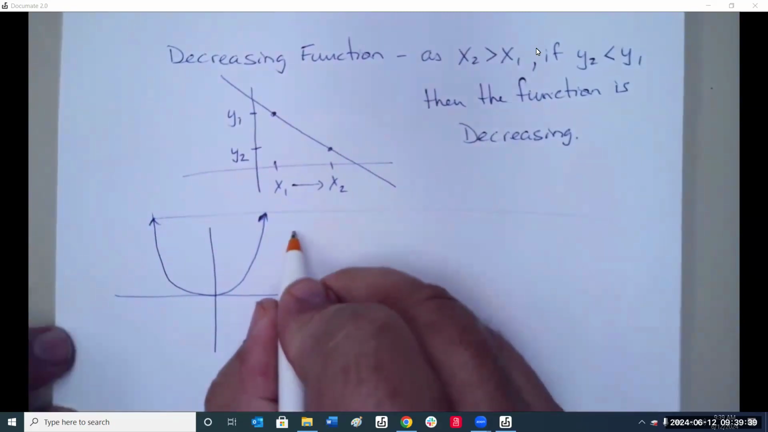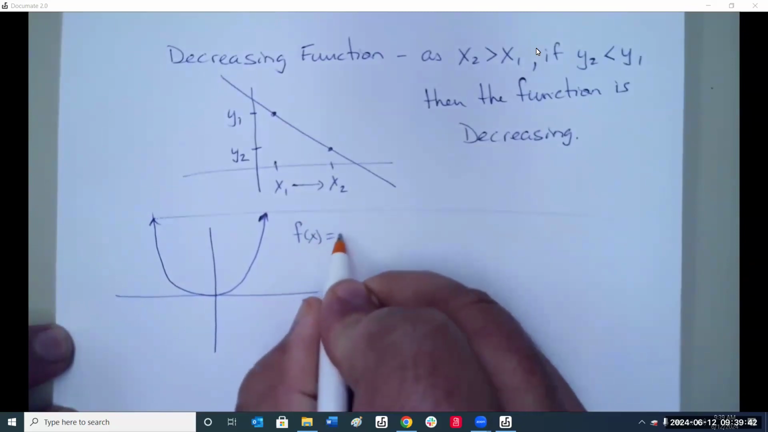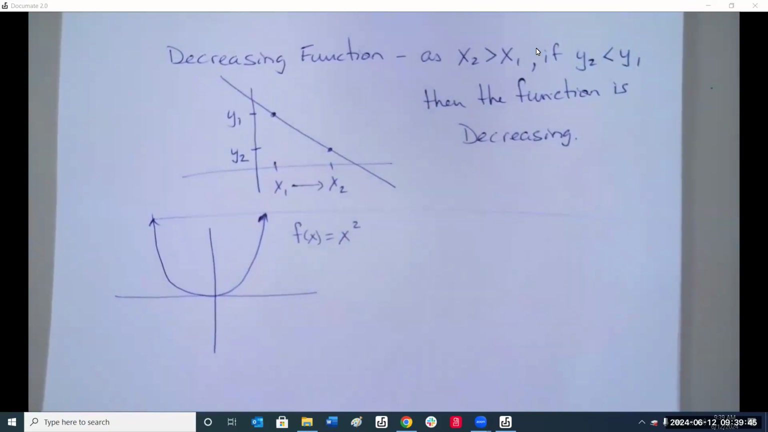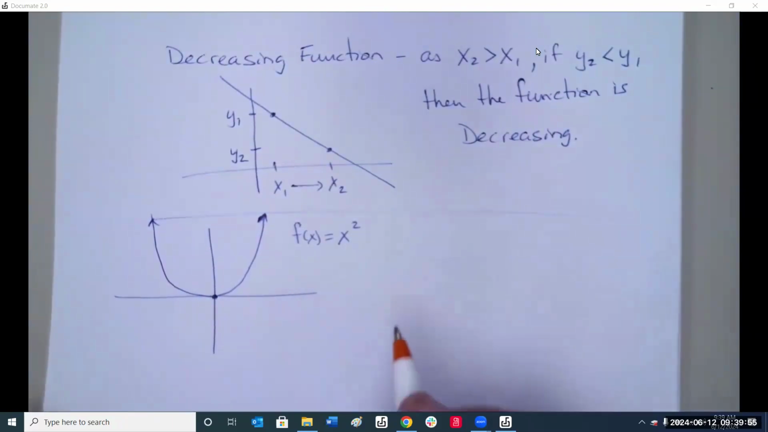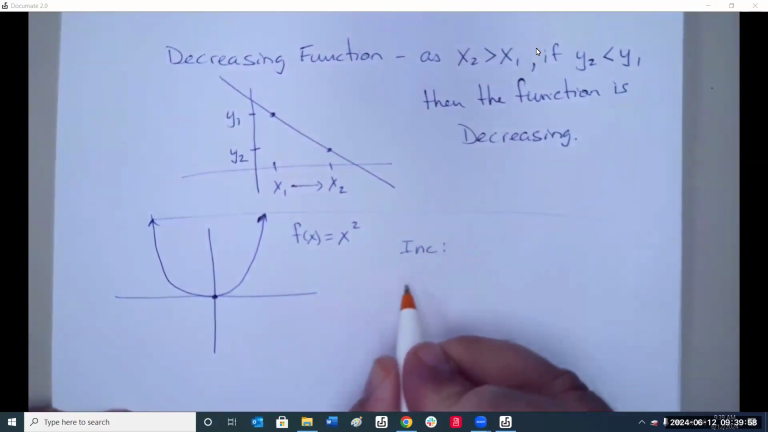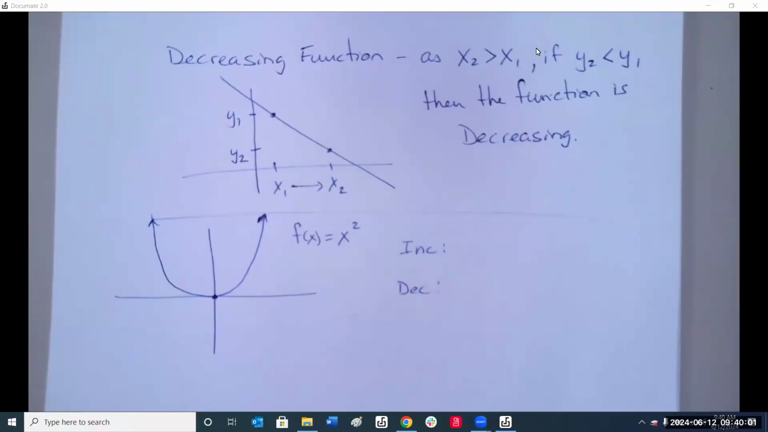Here's a graph of a function. The function is x squared. The lowest point of the graph is here at 0, 0. Tell me where the function is increasing and where the function is decreasing. And whenever we talk about where the function is increasing or decreasing, we only refer to the domain, and we use interval notation.